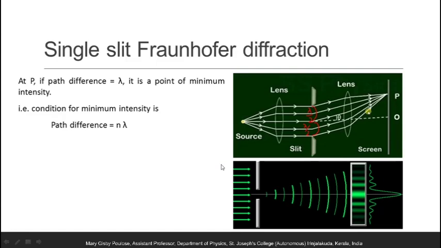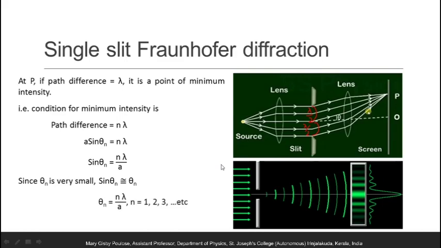Hence the condition for minimum intensity becomes: path difference is equal to an integral multiple of lambda, where n can have values 1, 2, 3, etc. Path difference was obtained as a sine theta n, equal to n lambda, hence sine theta n is equal to n lambda by a. Since the diffracting angle theta n is usually very small, sine theta n can be approximated to theta n. Thus, theta n is equal to n lambda by a, where n is equal to 1, 2, 3, etc.